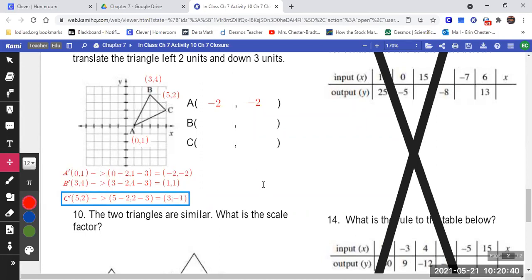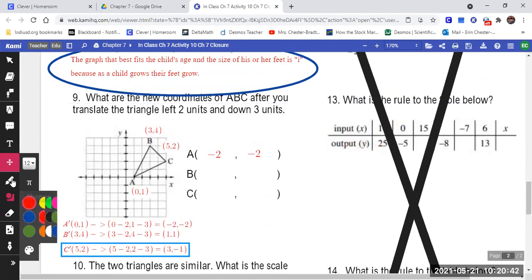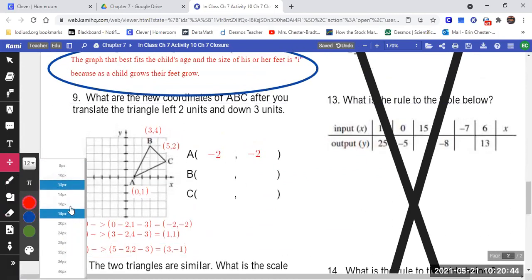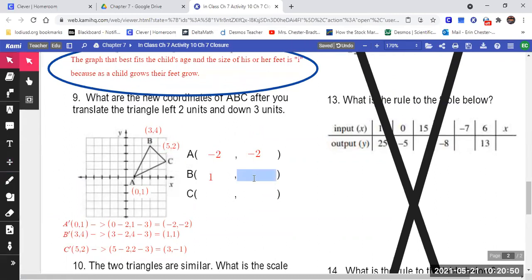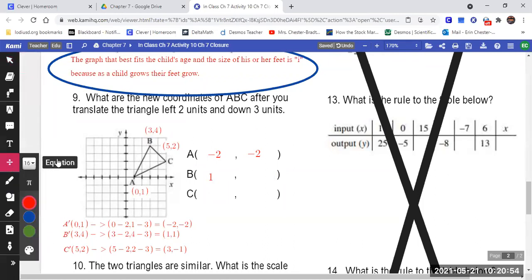Okay, we did that before. Now we've got to go put these numbers in their spots. And I'm going to change these to be 16s because it makes more sense. This was a 1, 1, and the last one was a 3, -1.